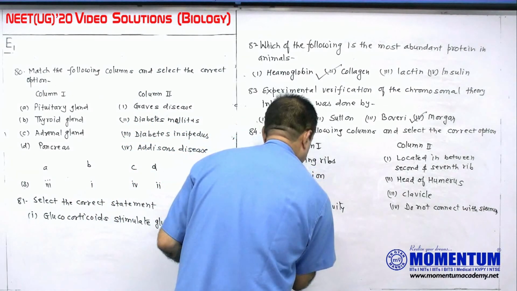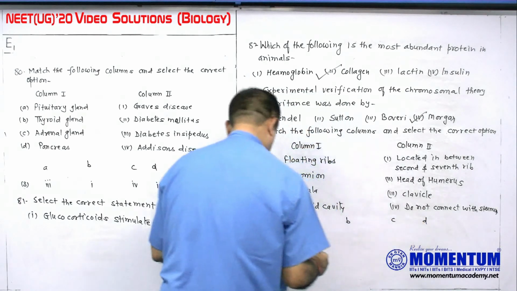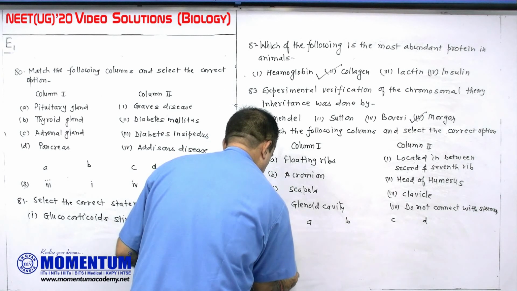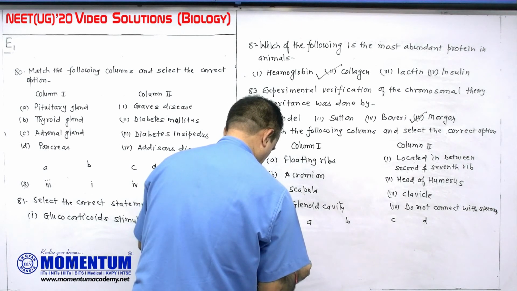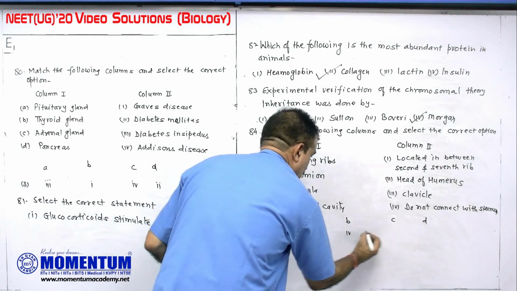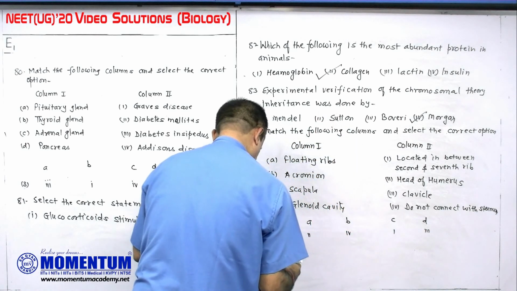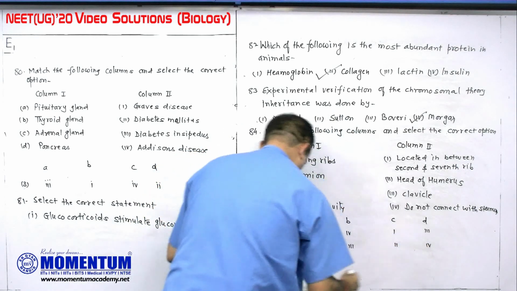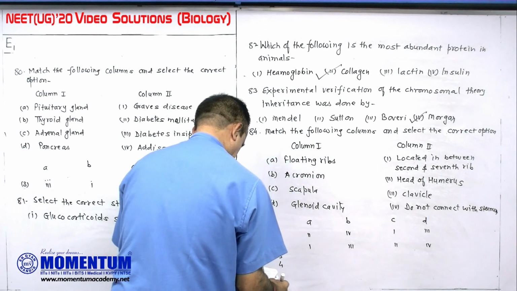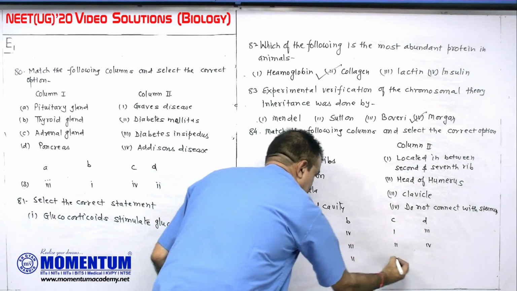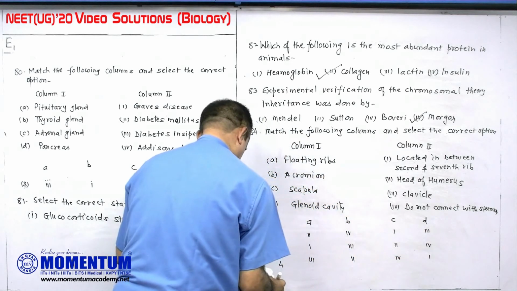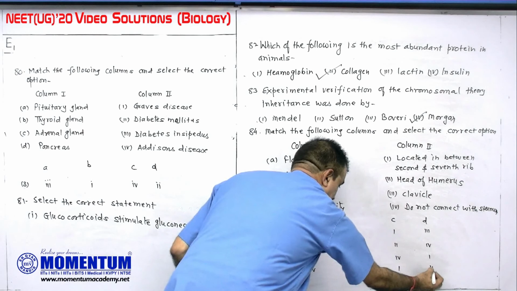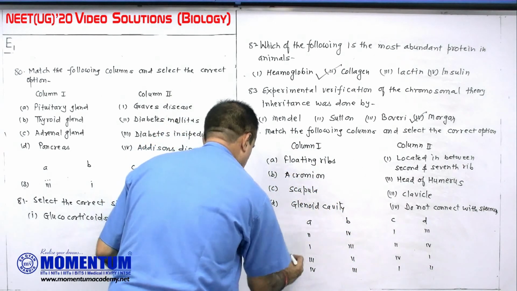A, B, C, D. 1, 2, 3, 4. The options are 2 4 1 3, 1 3 2 4, 3 2 4 1, and 4 3 1 2. Correct option is 4.